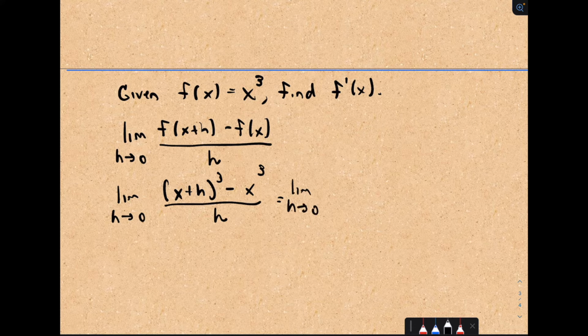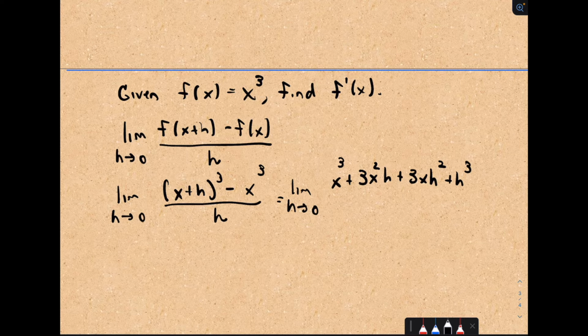So what we'll have to do is expand out this term, x plus h to the third. And if you do that, you get x to the third plus 3x squared h plus 3x h squared. You can either just multiply this out, x plus h times x plus h times x plus h, or use what's known as the binomial theorem. I left one term out: plus h to the third. So that's the expansion of x plus h raised to the third power.